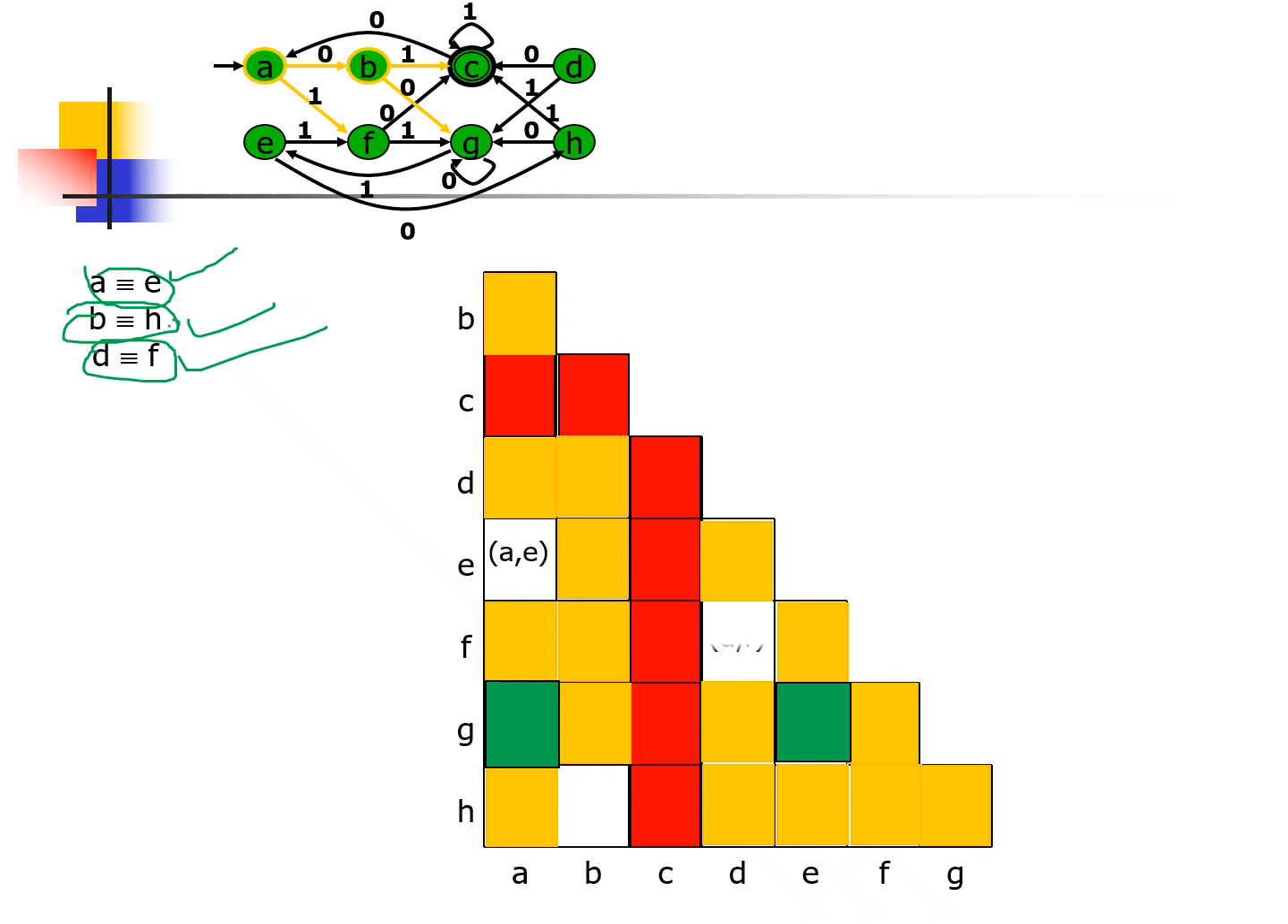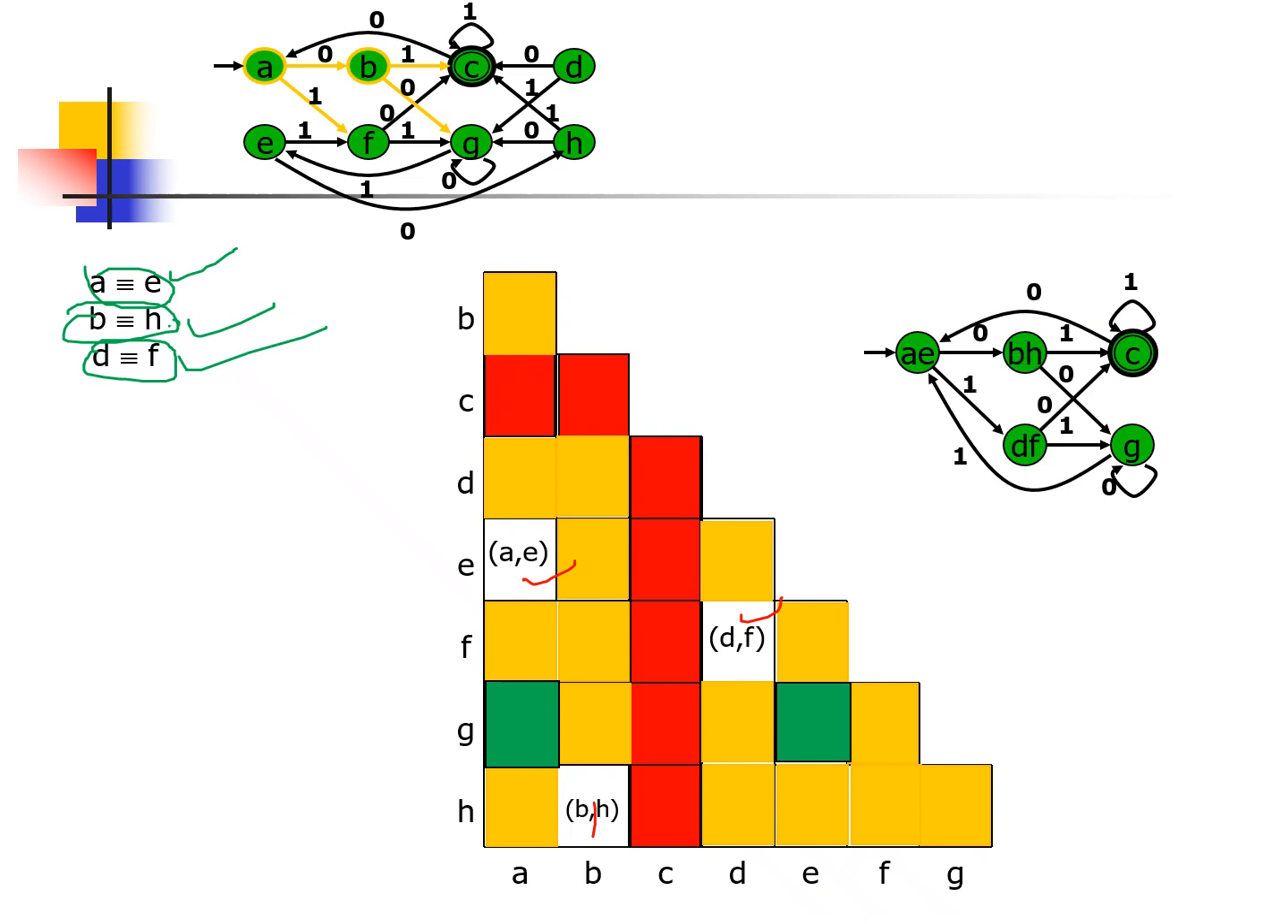Okay, three pairs. I show it in this table. These are the non-mergeable states. It is an indistinguishable state. It's not possible to distinguish. Then you have to write the transition diagram. So AE, BH, and C, DF. Write them and find out the transition for each of these.